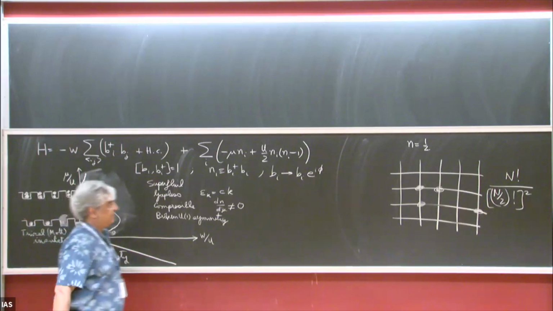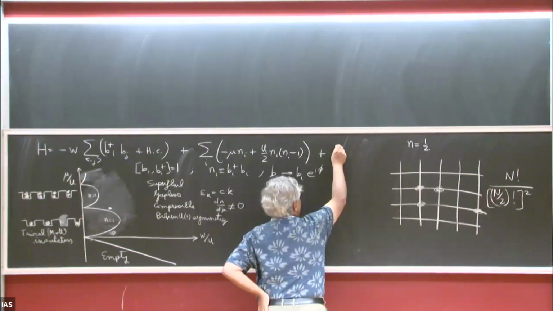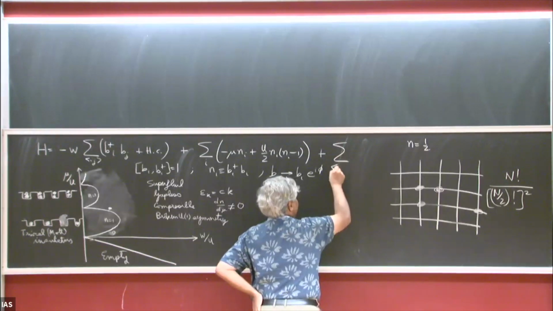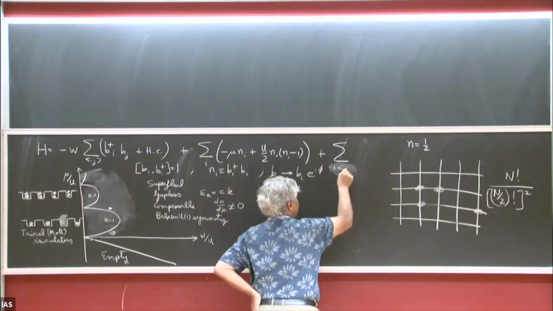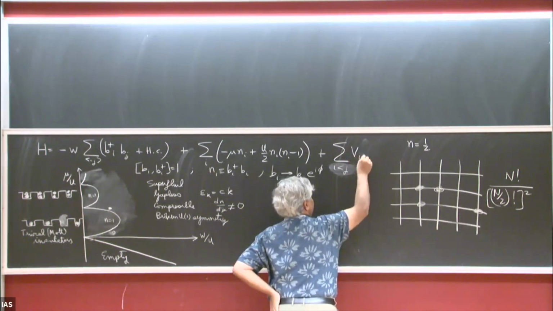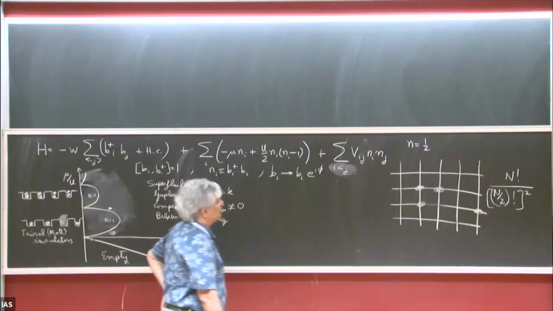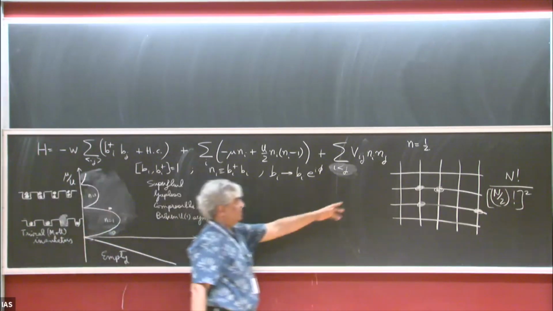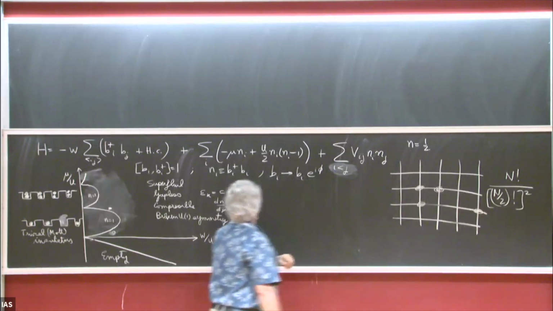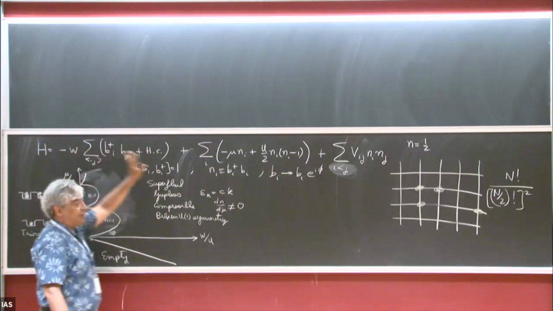Now, one way to lift it is we just put in some repulsive interaction. So suppose I put in some interactions, not even nearest neighbor, they could be longer range, V_ij n_i n_j. They could be repulsive or attractive, but you add a few more terms like that. And you agree that the density is 1/2. And let's just stick to W approximately 0. Then how do you find the ground state?